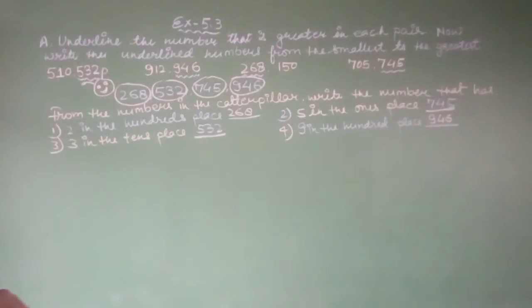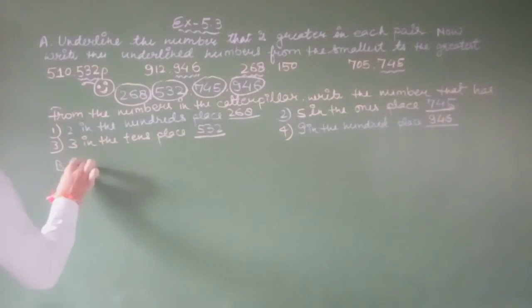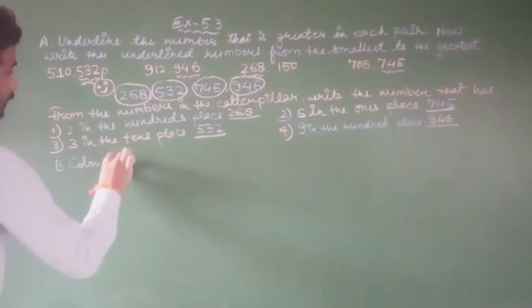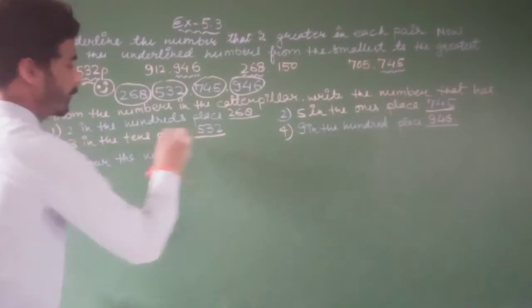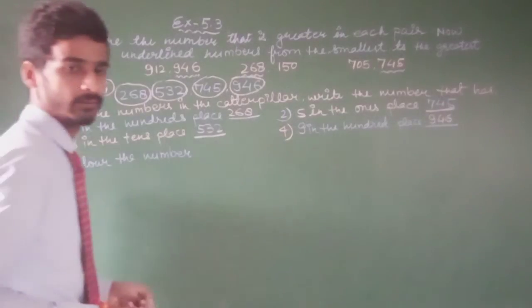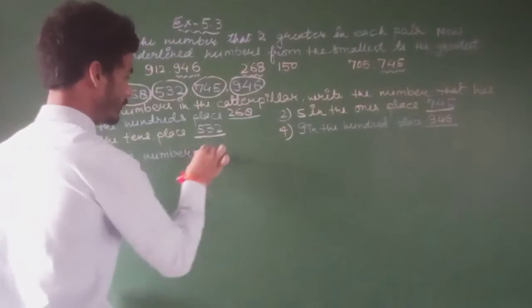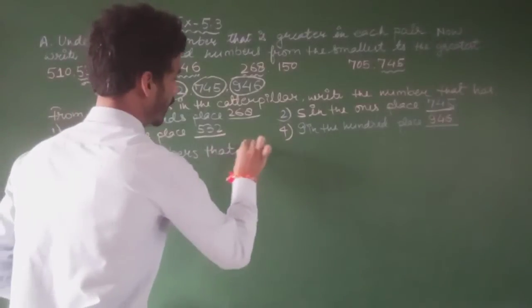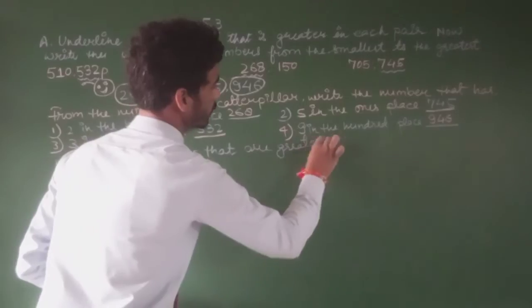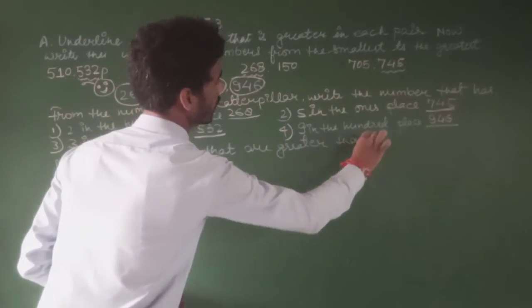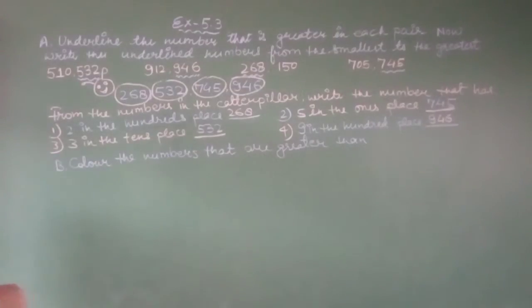Okay. Now come to the next question. Question B: color the numbers that are greater than. First one is 113.